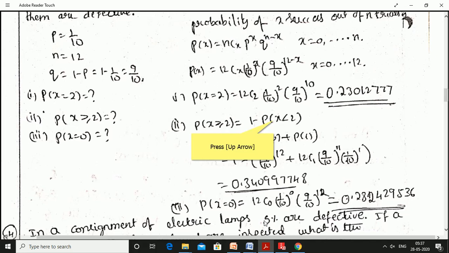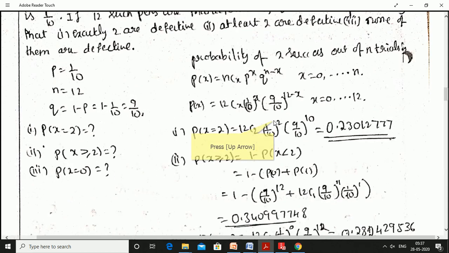Okay. If I simplify this, first you need to add these two values, then subtract that sum from 1. It comes out as 0.340997748.